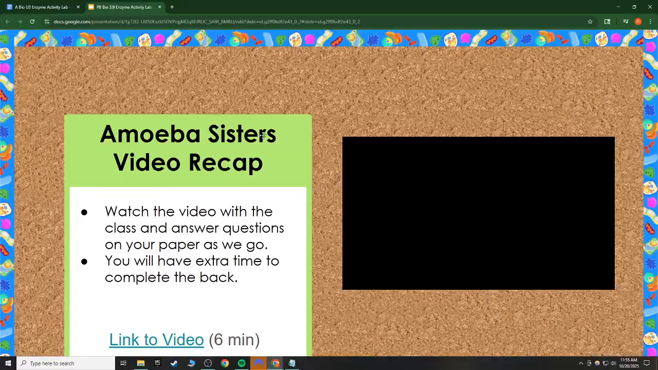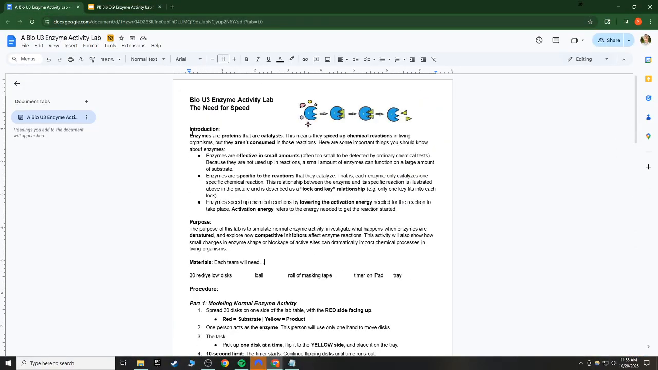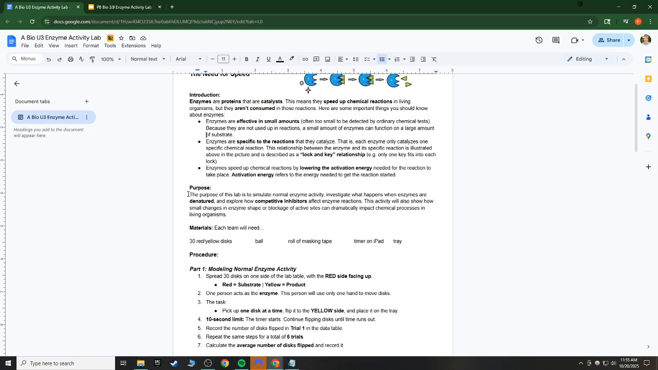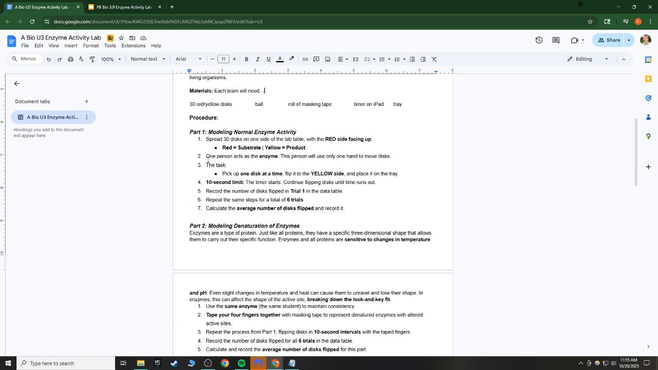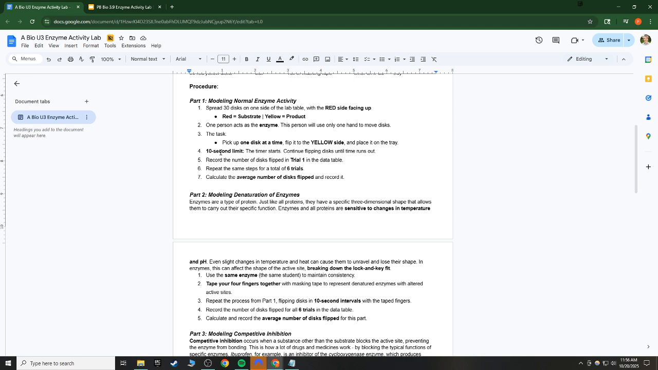The lab itself looks like this. Let me scroll up here. Please make sure you read all this information, the introduction. It's pretty short. It's just a review of everything that we talked about last time with enzymes. Now read the purpose, and we're talking about denaturation and competitive inhibitors. That's a really important topic to understand with enzymes. And then please make sure you're also reading the procedure, parts 1 and 2, thoroughly.